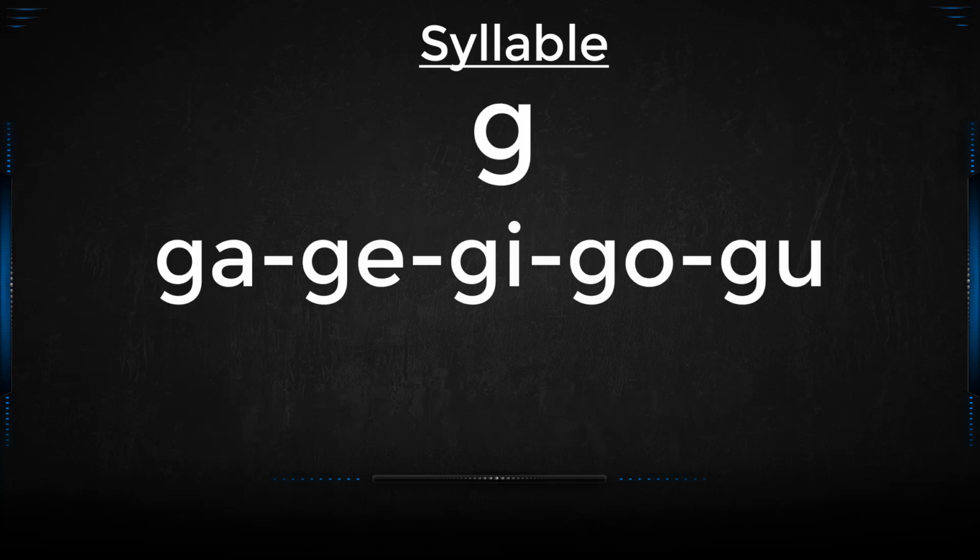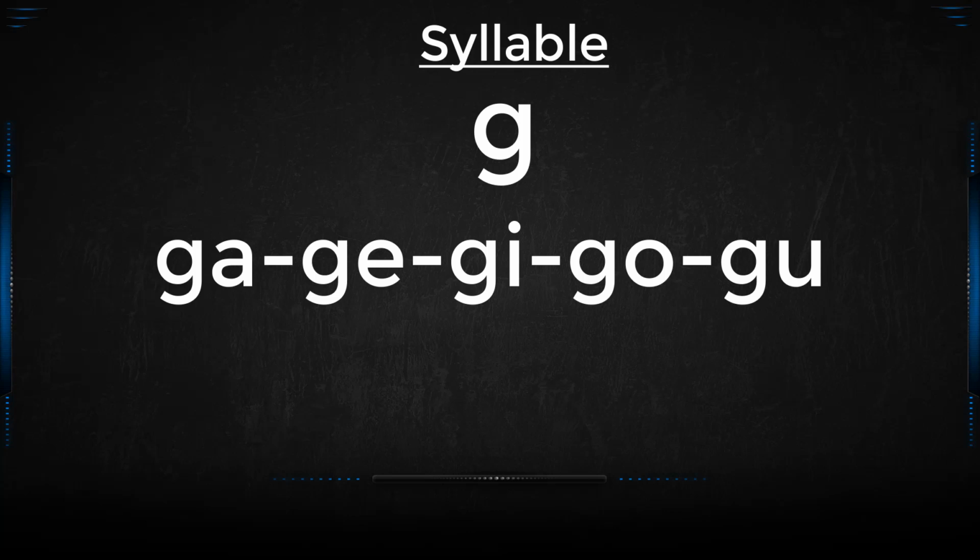Then the next consonant is the letter G. Whenever G meets an A, which we pronounce as A in Swahili, it forms the sound ga. Whenever G meets an E, which we pronounce as A in Swahili, it forms the sound ge. When it meets an I, which is E in Swahili, it forms the sound gi. When it meets O, it forms the sound go. When it meets U, it forms the sound gu. So you have ga, ge, gi, go, gu.